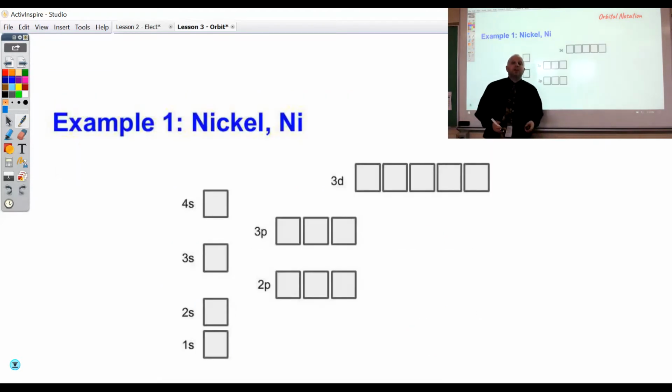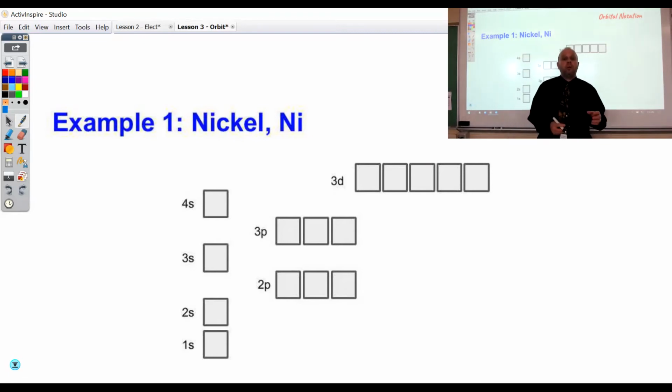So let's take a look at our first example, which is nickel. With nickel, what we're going to do is begin by looking at the electron configuration. Now, your homework assignment is based on some of the examples that we have already done. So you're going to be able to go back and look at your electron configurations for the electron configuration homework and use those to complete your orbital notation homework.